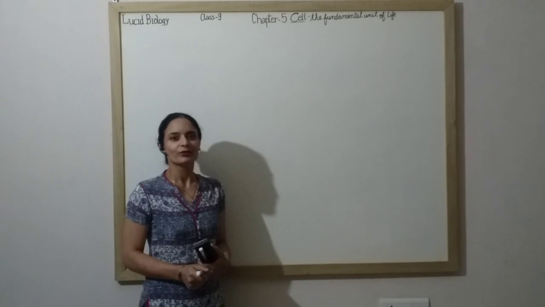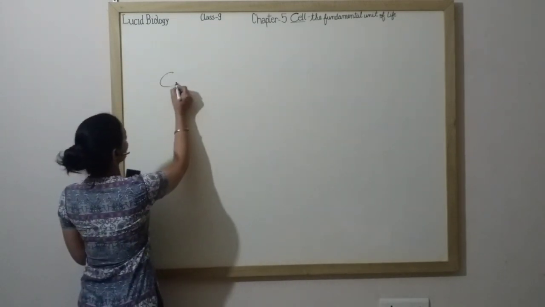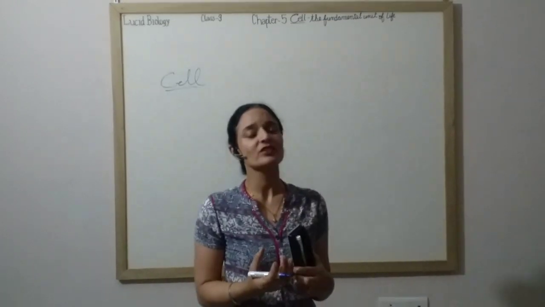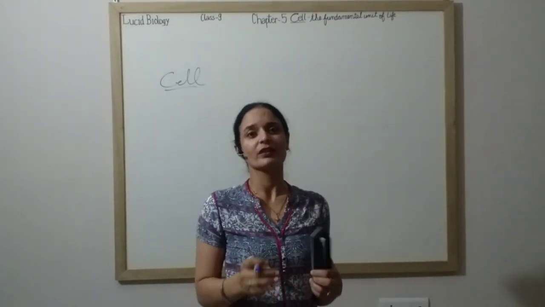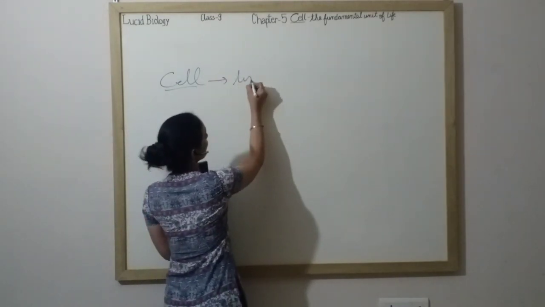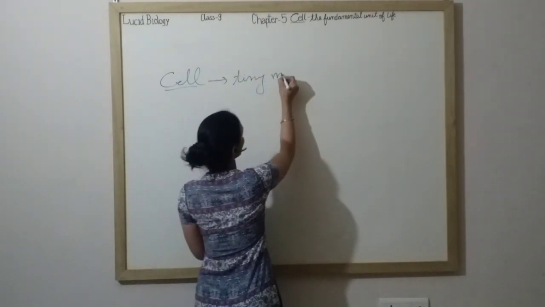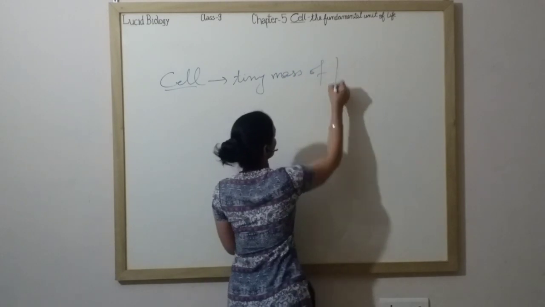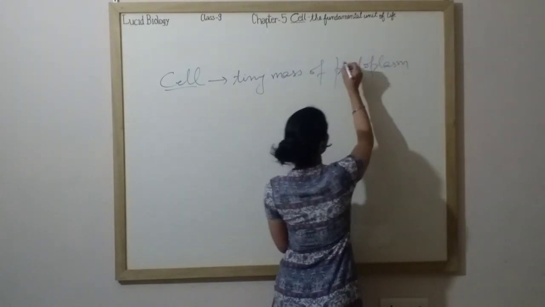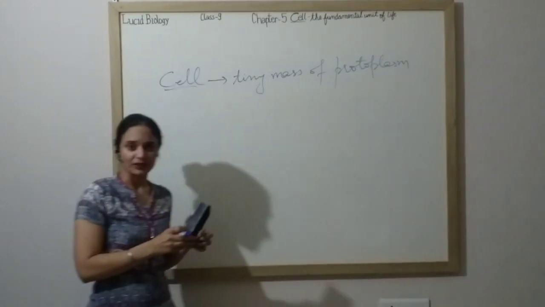Cell structure. First of all, what is a cell? A cell is a tiny mass of protoplasm. Protoplasm is the living matter which is there within the boundary of the cell. A cell is a tiny mass of protoplasm which is bounded by a membrane.